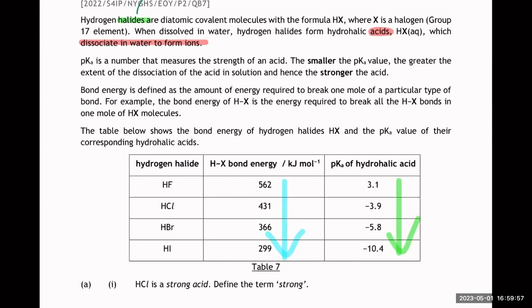So if the bond energy decreases, what is bond energy? Bond energy is the amount of energy needed to break that particular bond between the H and the X. The higher the bond energy, the more difficult it is to break, right? So do they dissociate as easily? No, that's it. So if my bond energy is 562, I need a lot of energy to break it. My pKa is high. High pKa means weaker acid.